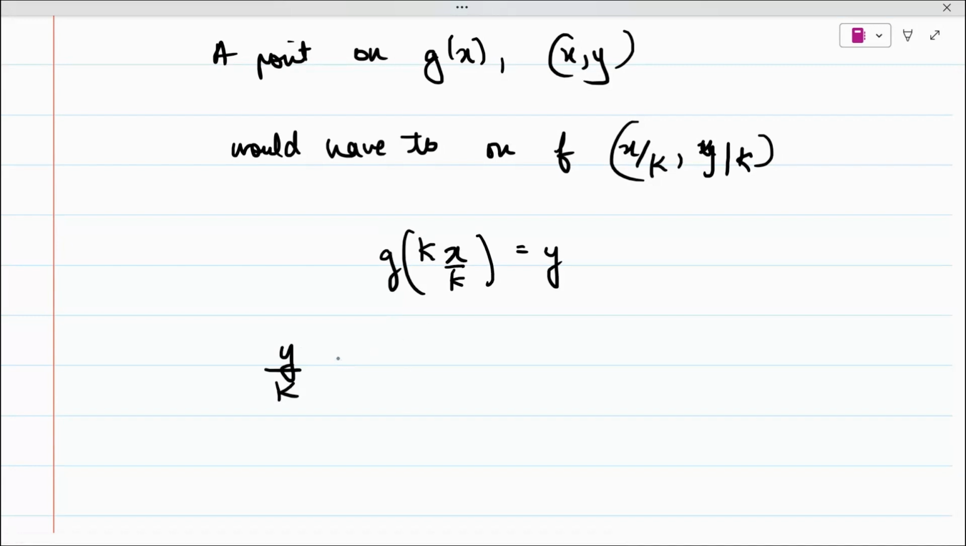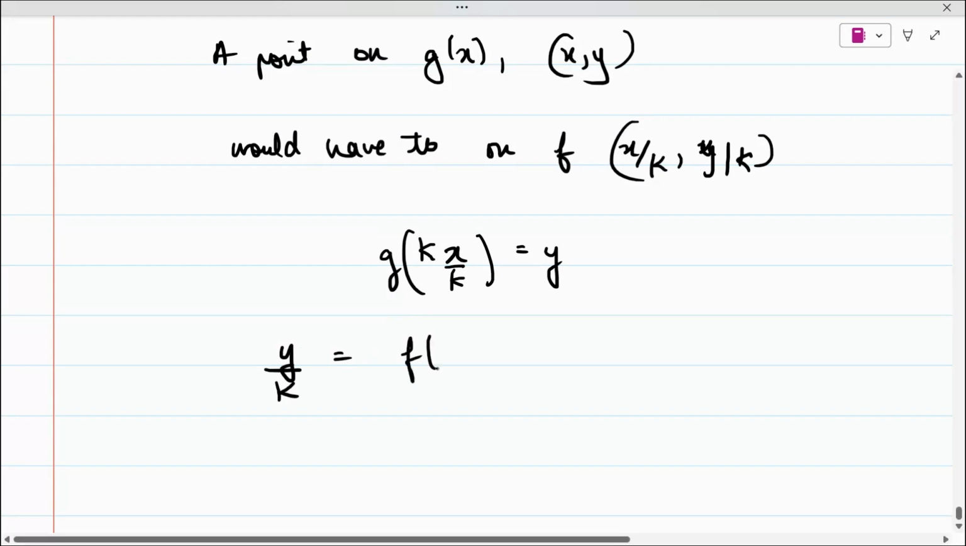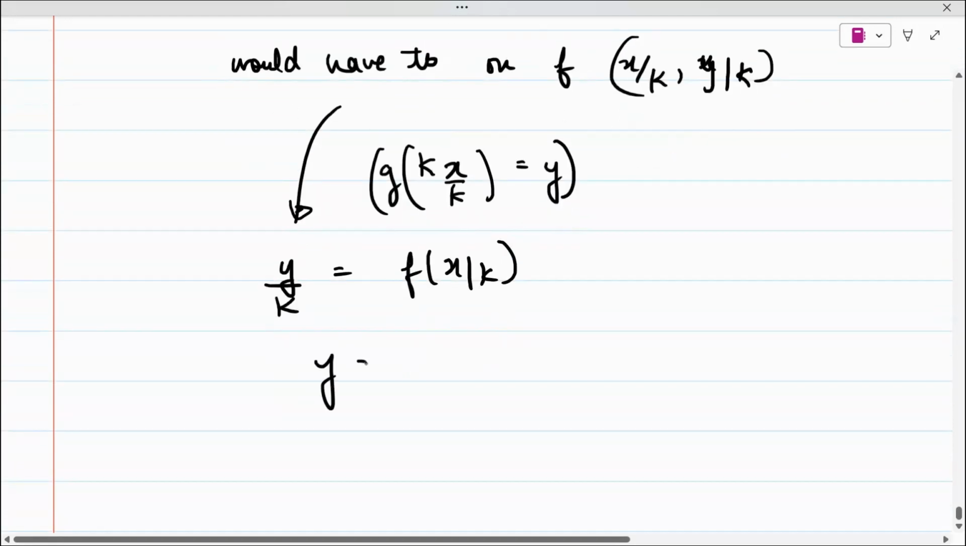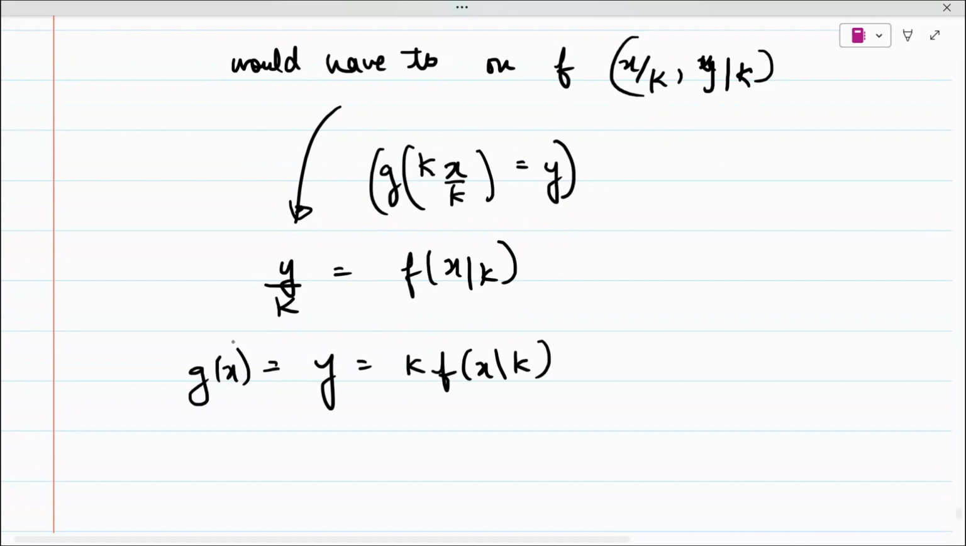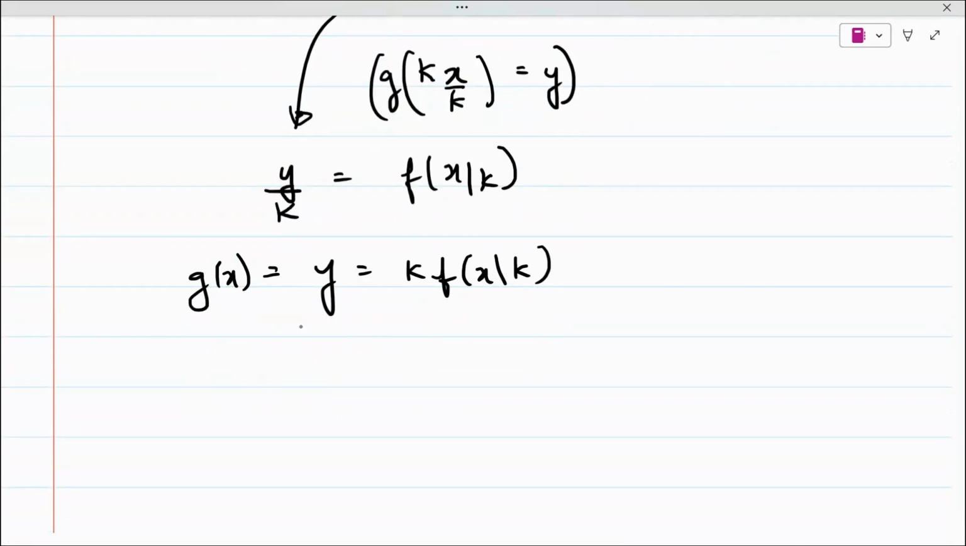This is just for clarity. So Y is G of X. So this has the following relation.